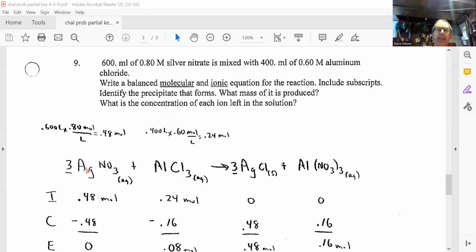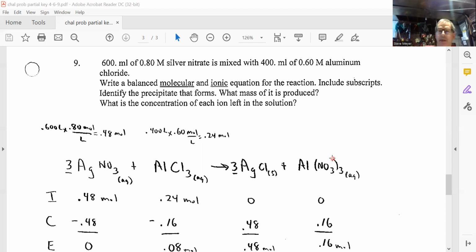We have AgNO3, and I'm not going to do much with this. I'm just going to give this, which is silver nitrate. Silver is +1, NO3 is -1. Aluminum is +3, Cl is -1. So this is a formula for aluminum chloride. Then we get AgCl, which is +1, -1, and aluminum nitrate, which is +3 and -1.